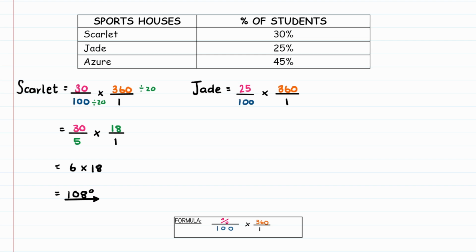For the Jade House, I now find 25% of 360 degrees, which gives me 25 over 100 times 360 over 1. After cross-cancelling, I get 25 over 5 times 18 over 1, and I can simplify those fractions to say 5 times 18, which again gives me 90 degrees.